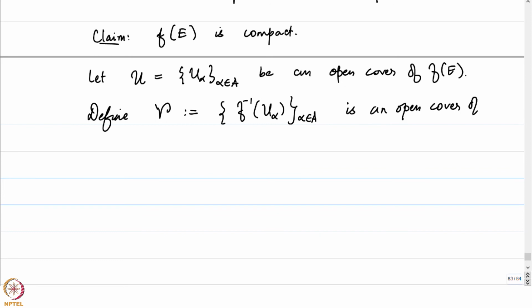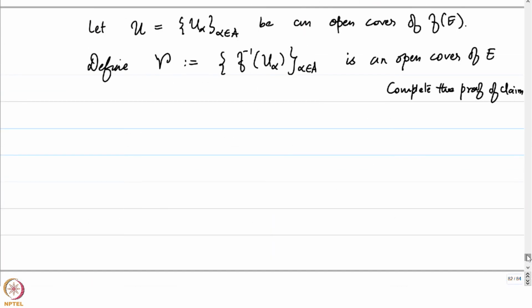But we know that E is compact. There exist finitely many elements in the cover whose union will contain E, and the corresponding U alpha i's will have the same property. So I'll just leave it as an exercise to complete the proof of the claim. From this observation, it's quite straightforward to see that there will be a finite subcover of U as well. So the image of a compact set will always be a compact set.